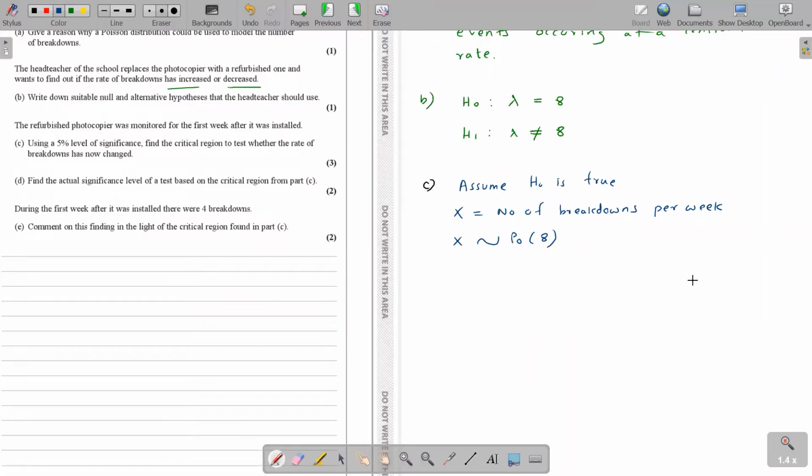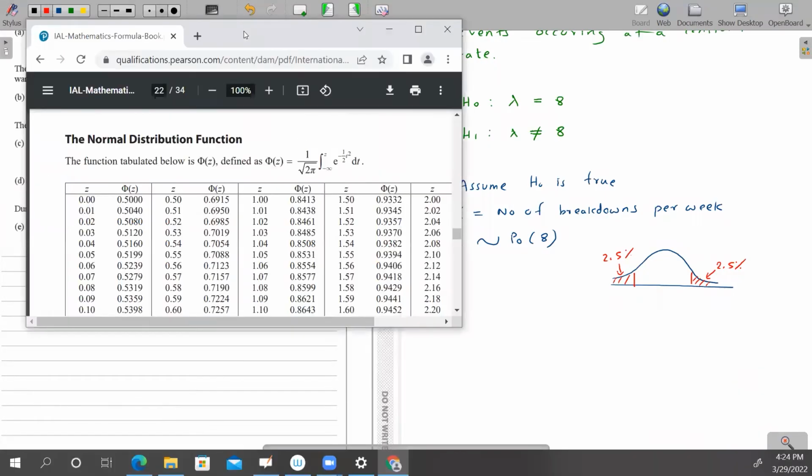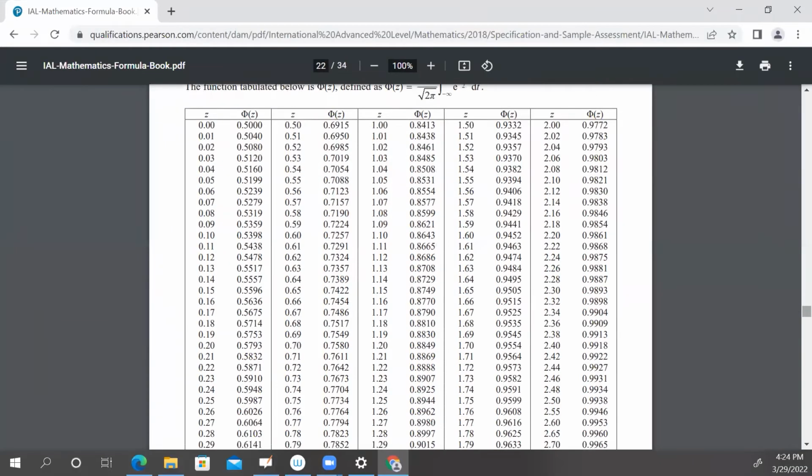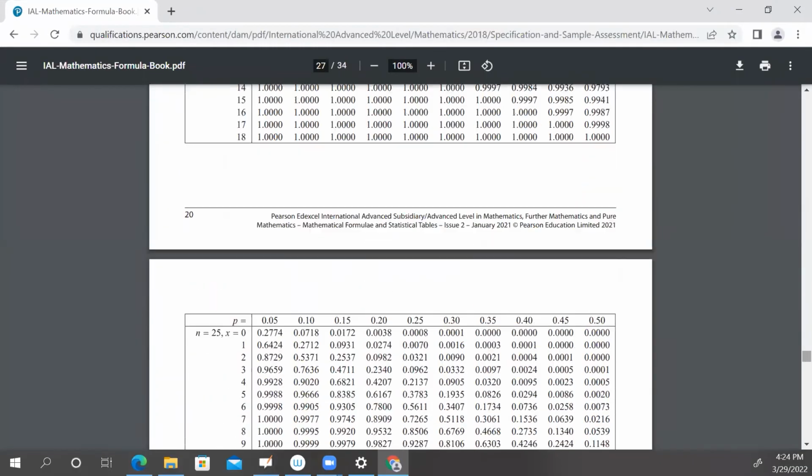If it's a two-tailed test, how many critical regions do we have? We have critical regions at both ends, so you need to divide your significance level by 2. What's our significance level? 5%. So you take it to both sides. Each side gets 2.5%. Take 2.5% on either end and let's find the critical region. So go to the tables and use the Poisson distribution.